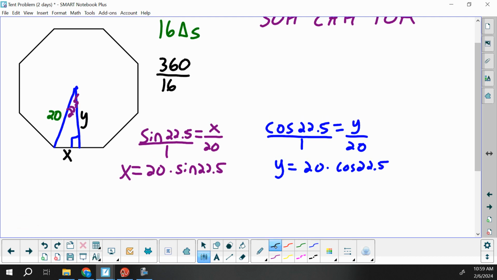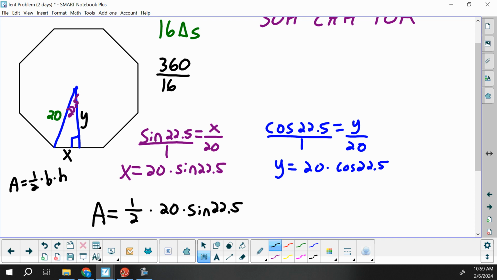Well, now we're going to calculate our area. So our area of a triangle is 1/2 base times height. So we're going to start out with 1/2 times our base of our right triangle, which was the x. So we're just going to fill in what x was. 20 times sine 22.5. Now when we go to put this in the calculator, just note they'll have parentheses there around the sine of the 22.5. Make sure to close the parenthesis after your 22.5.